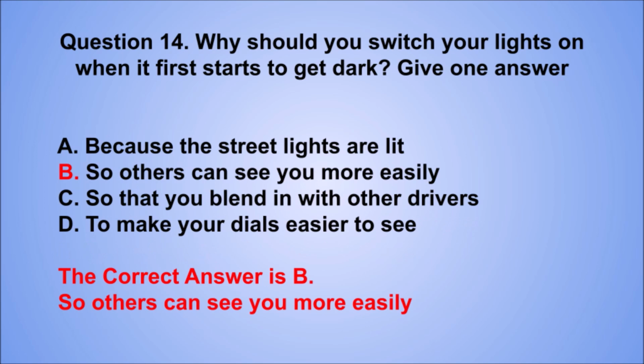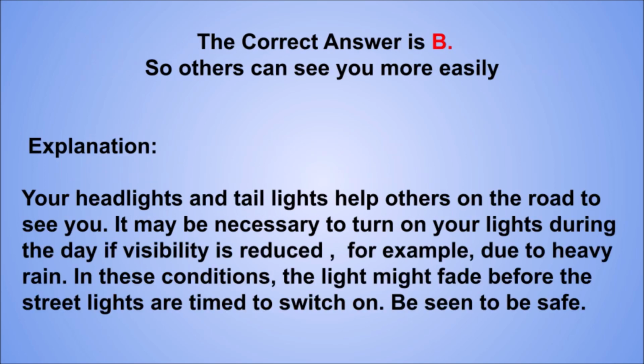The correct answer is B. So others can see you more easily. Explanation: your headlights and tail lights help others on the road to see you. It may be necessary to turn on your lights during the day if visibility is reduced, for example, due to heavy rain. In these conditions, the light might fade before the street lights are timed to switch on. Be seen to be safe.